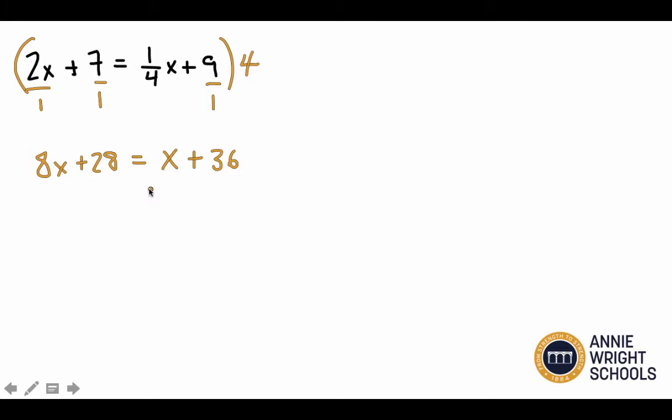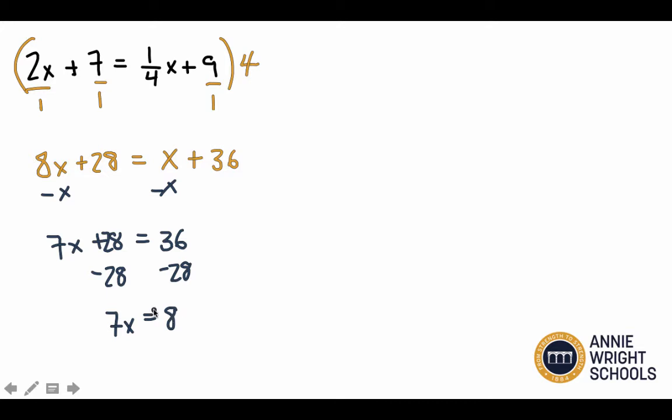I now subtract x from both sides. When I subtract x from both sides, I get 7x plus 28 equals 36. I subtract 28 from both sides. I get 7x equals 8, and then I divide both sides by 7, which is the same as multiplying by 1/7, and I get x equals 8/7.